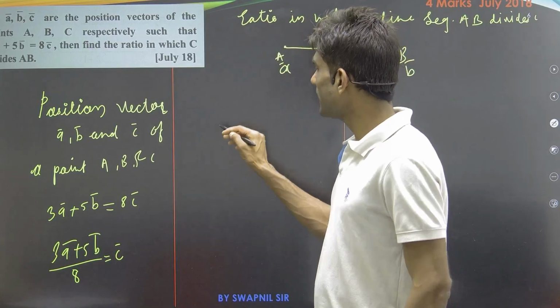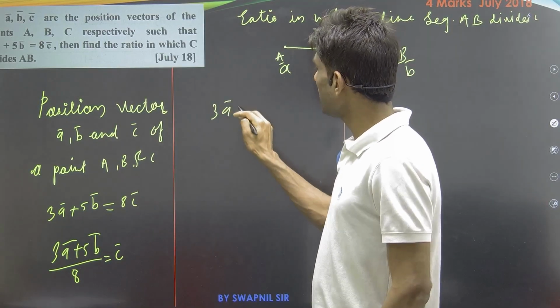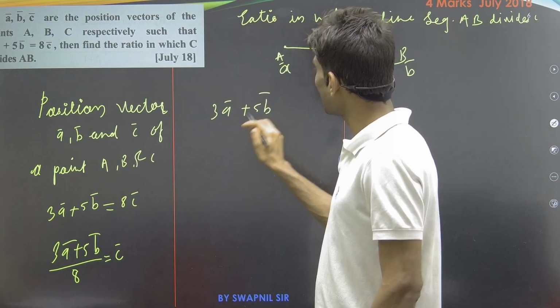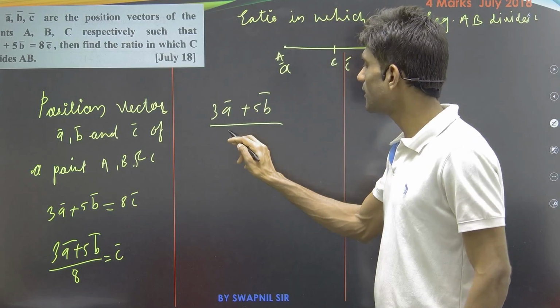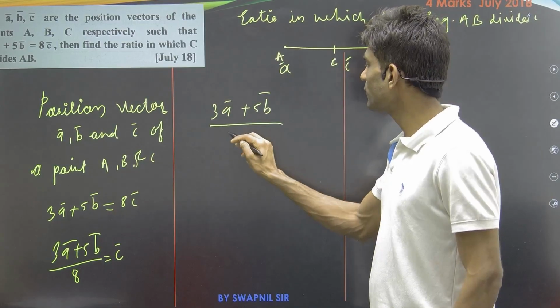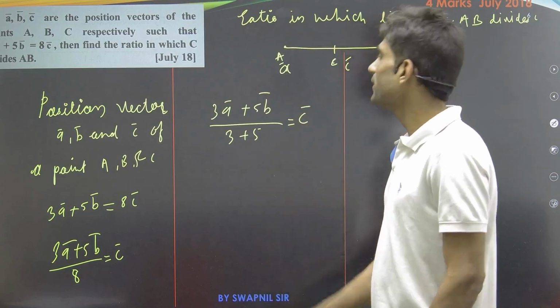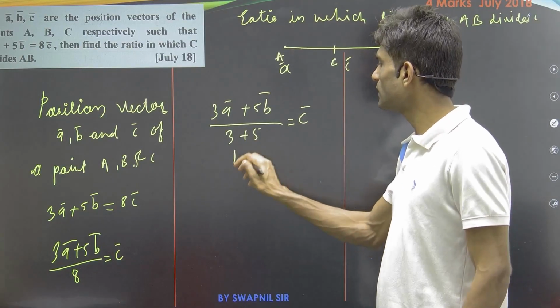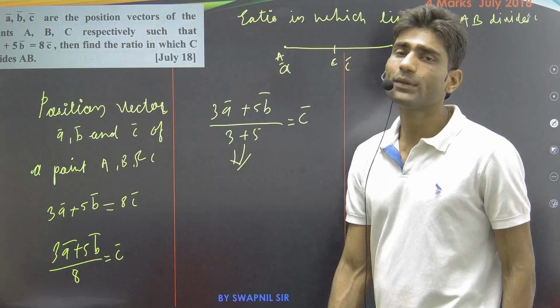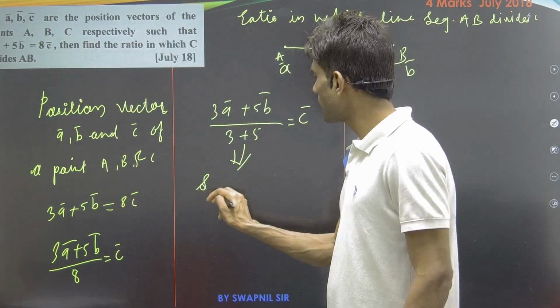Okay, so I can write 8 as 3 times A bar plus 5 times B bar upon 8, which is equal to C bar. Now we can compare this with the section formula for internal division.